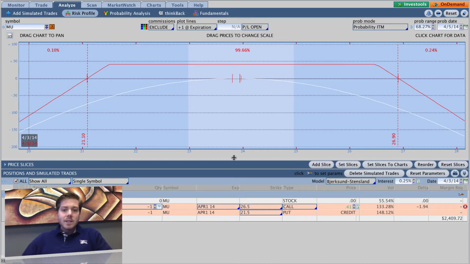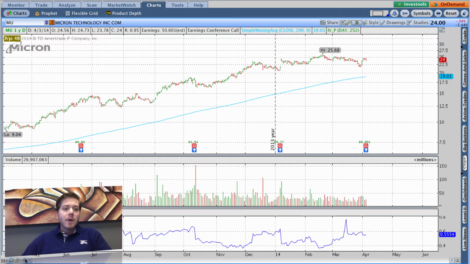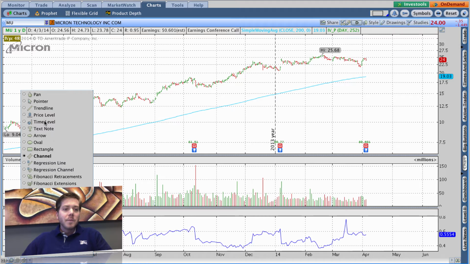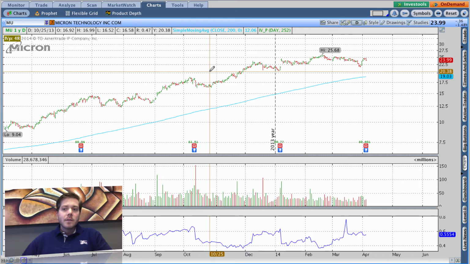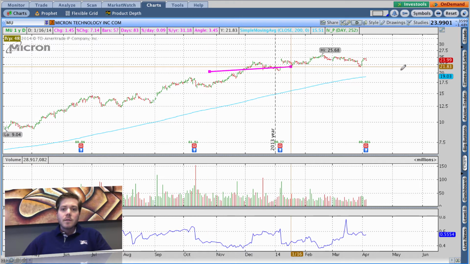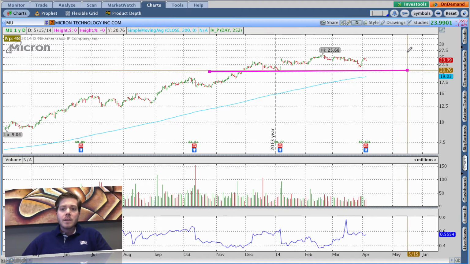So you can see it sets the slices to the break-even points based on the price of 40, and our lower break-even is 21.10, upper break-even is 26.90. In the past, I would plot this on the chart. I'd remember those two numbers, grab my channel tool, and plot out roughly 21.10, and then roughly 26.90.